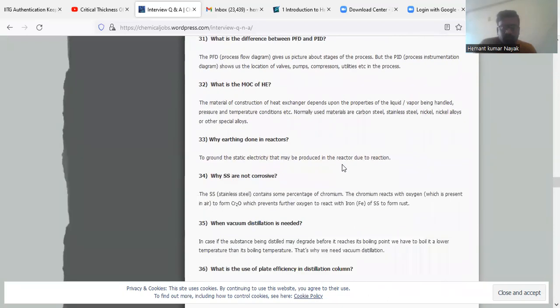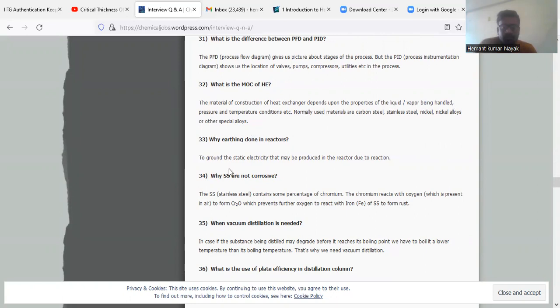What is the MOC of a heat exchanger? Material of construction of a heat exchanger depends upon the properties of the liquid or vapor being handled, and the pressure and temperature conditions. Normally, it can be carbon steel, stainless steel, nickel alloys, or other special alloys.